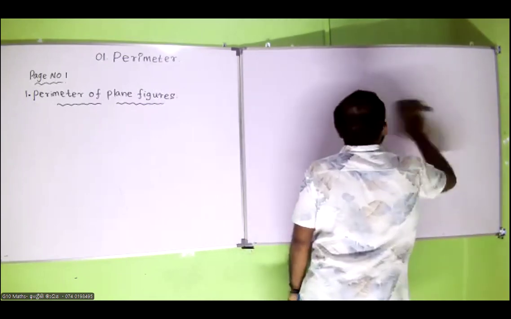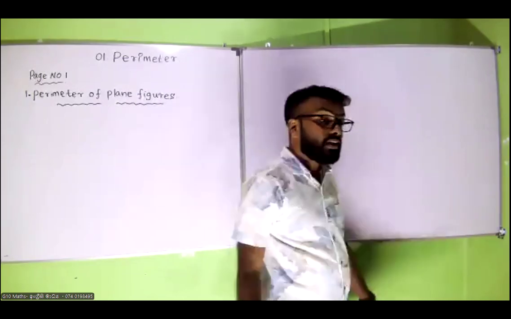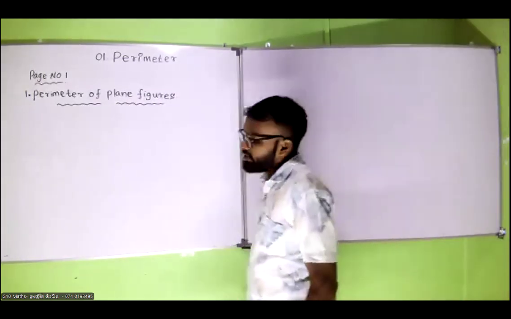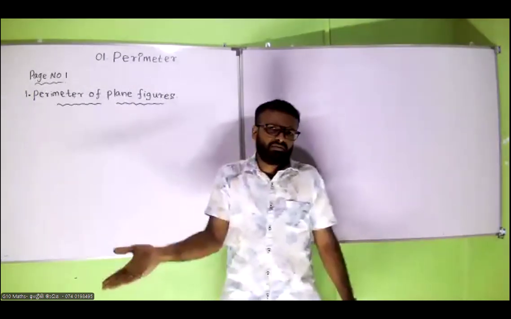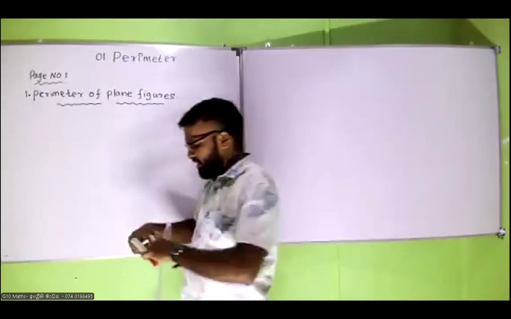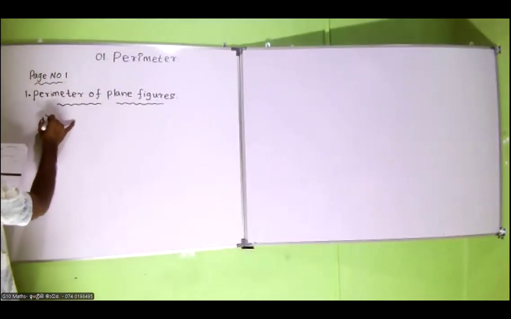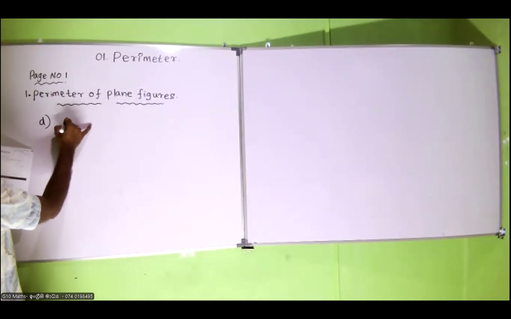Yes, excellent. C equals 2 pi r. That is how we are going to find the circumference of a circle.